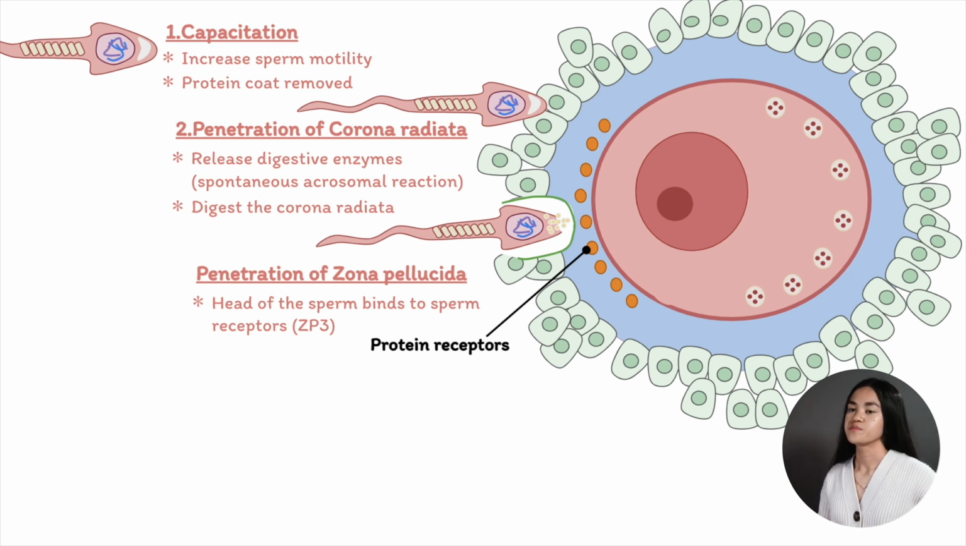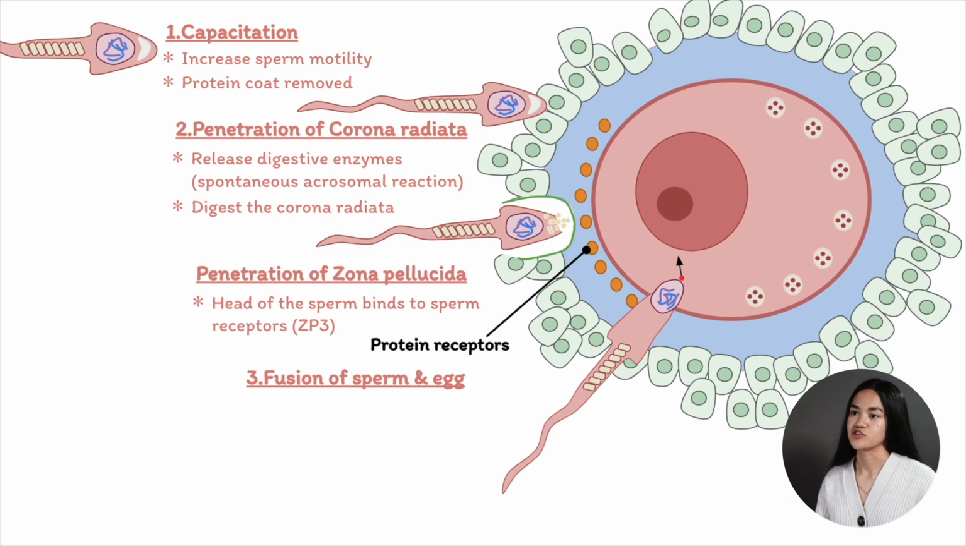The first sperm to penetrate the zona pellucida and reach the plasma membrane of the egg fuses with this membrane. So as we can see here, their membranes are going to fuse. And the head and midpiece of the sperm enter the cytoplasm. And then we reach step 3 of fertilization, fusion of the sperm and egg.